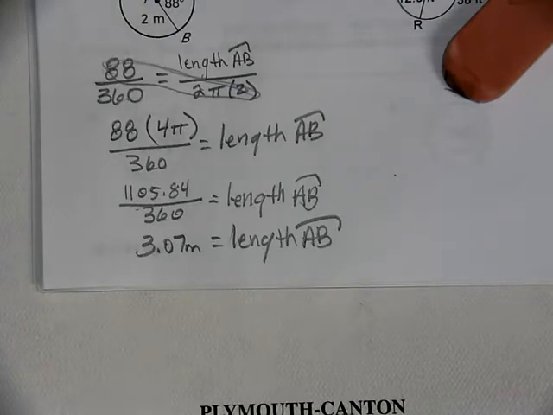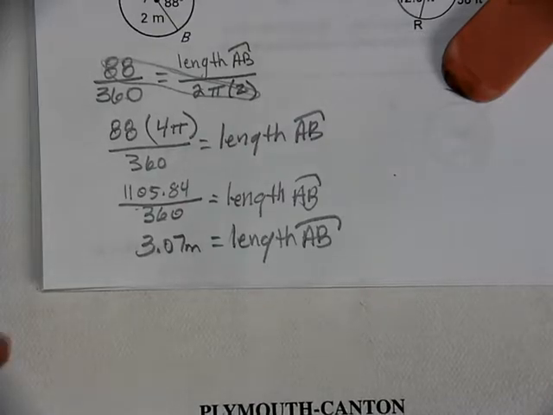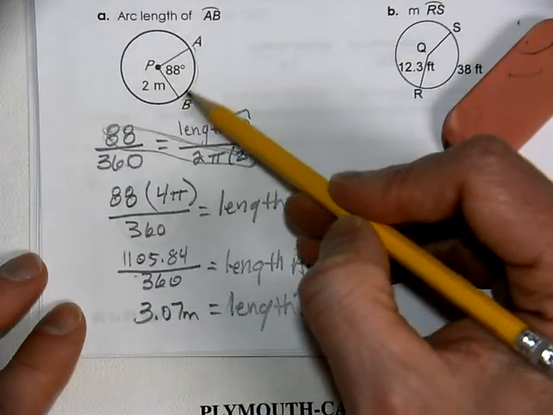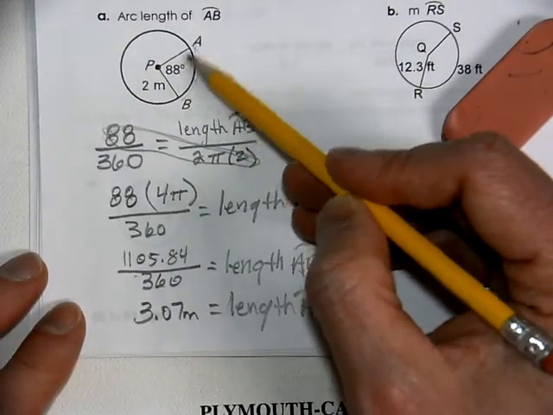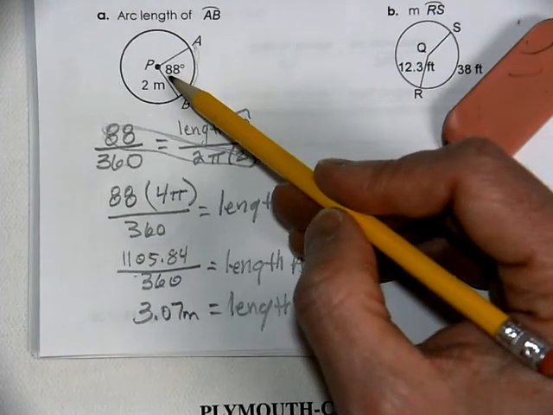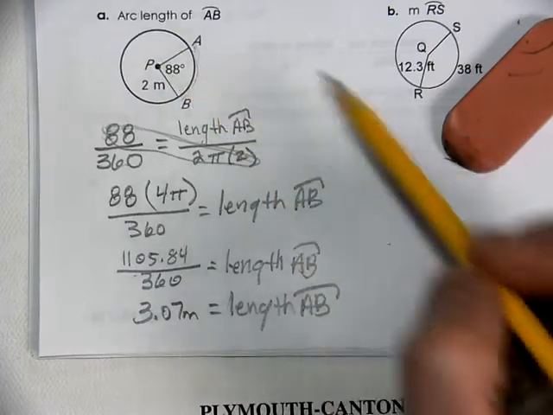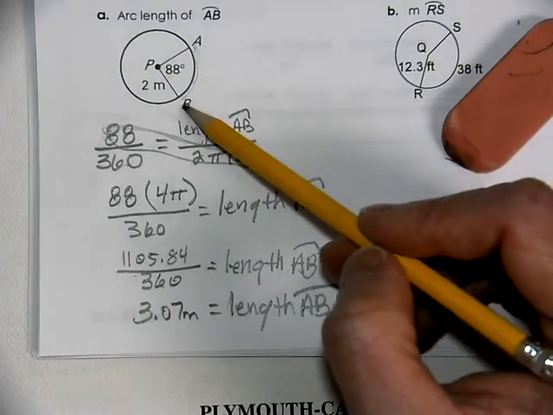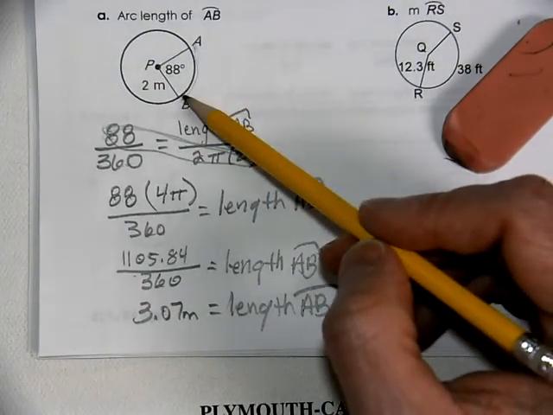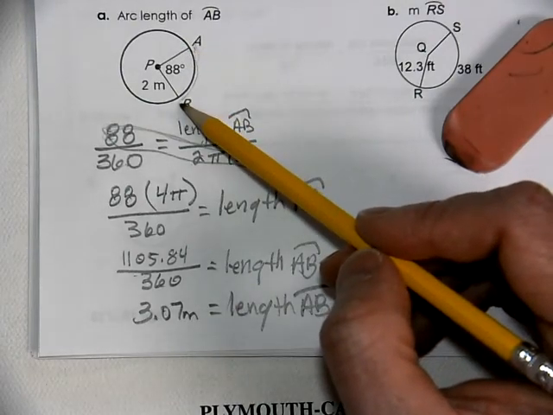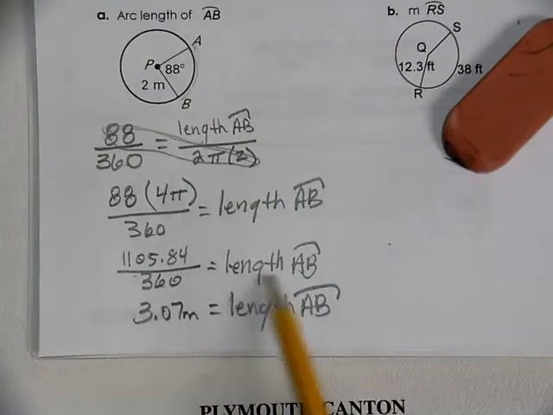The measure is an angle value. That's what we used to do. We know what the angle value is. The angle of this would be 88. It would be the same as the central angle. But when we're talking about length, the distance, the amount of fencing that it takes to cover that, that is an arc length.